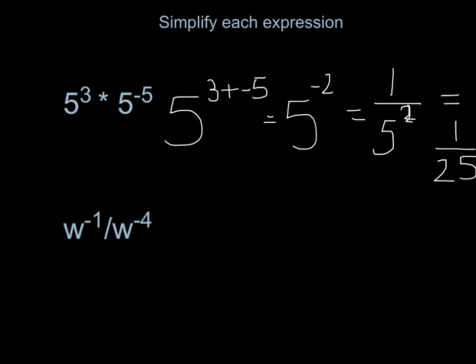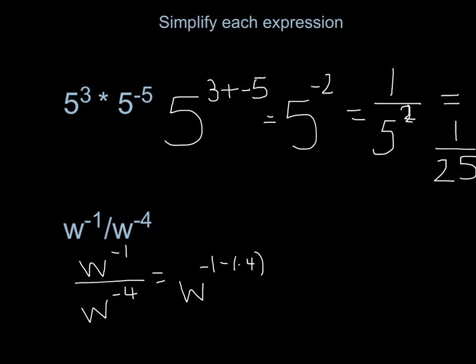The second one is division. So we have to remember the rule for division is to subtract the exponents. So this would equal w to the negative 1 minus a negative 4. Lots of minus signs there. You have to be careful.